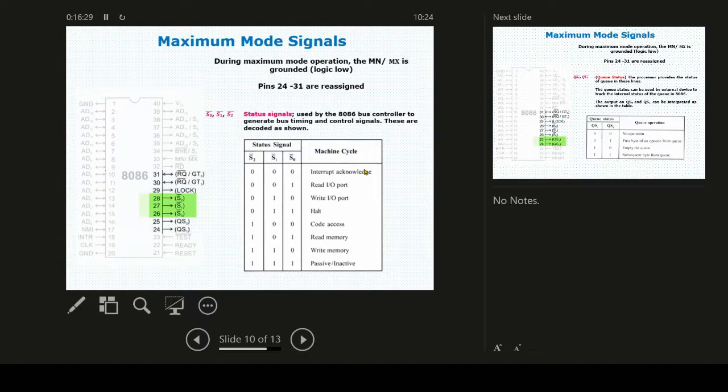If S2 is 1, S1 is 0 and S0 is 0, then the code will be accessed. This is also known as the instruction fetch, which means it will fetch the data or have the code access. If S2 is 1, S1 is 0 and S0 is 1, then the memory will read. Here the IO was reading, right? Here the memory will read. If S2 is 1, S1 is 1 and S0 is 0, then it will do the memory write. And at last, if all three are 1, then it is the passive or inactive state, meaning it will give the bus control to other devices.